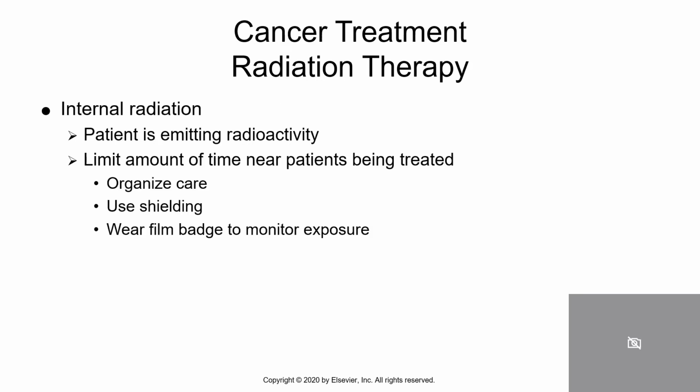With internal radiation, the patient is emitting radioactivity, so we want to be considerate of that and limit our time near those patients that are being treated. And you can do that by making sure that you are organizing your care, that you have the equipment that you need when you go into the room, that you're not going in and out multiple times within a short time period, that you're really planning ahead. You may wear a film badge to monitor exposure, and use shielding, of course, to prevent yourself from exposure as well.